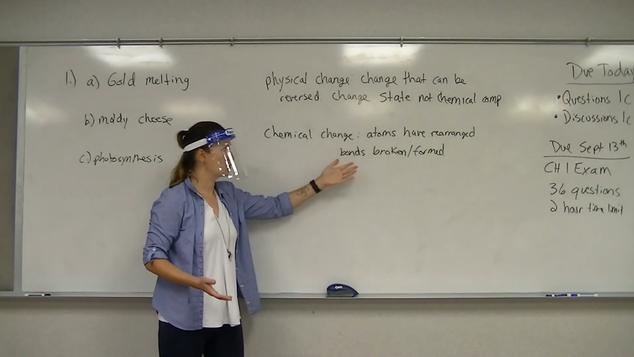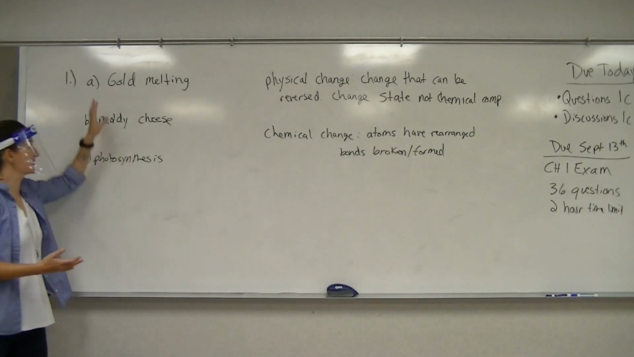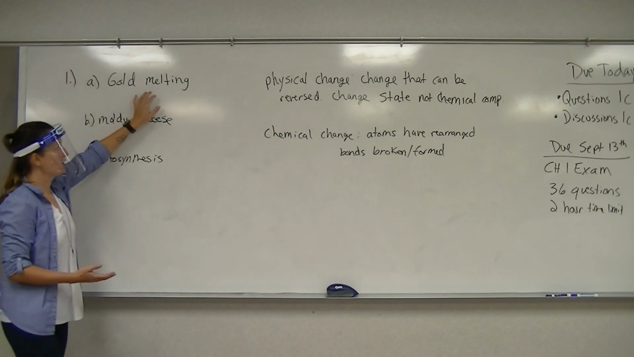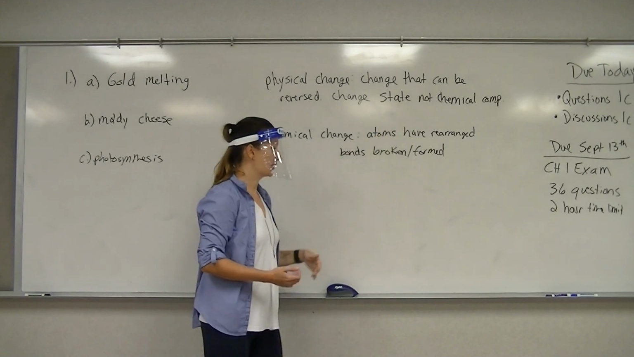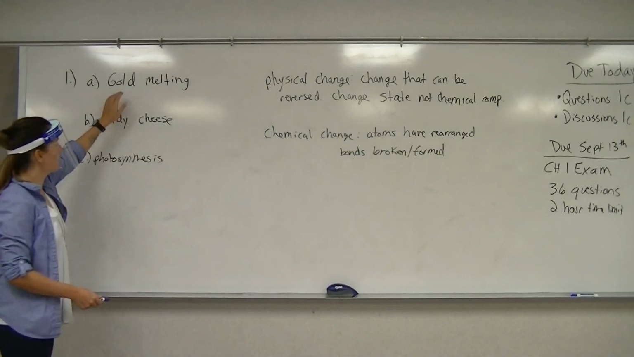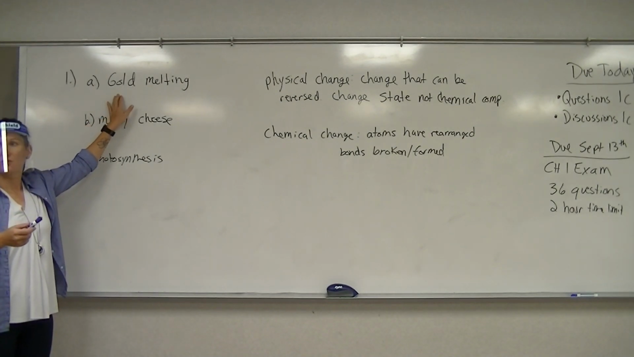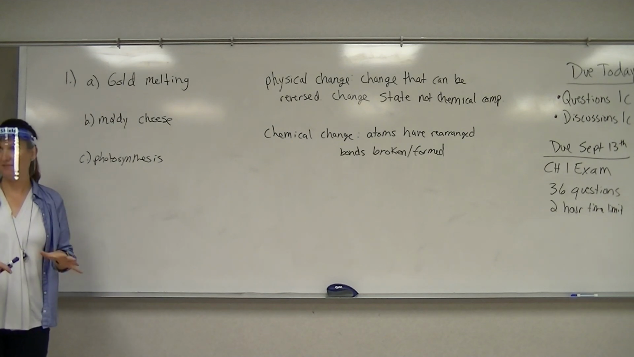Atoms weren't rearranged, we don't have a new compound, no bonds were broken, no new bonds were formed. It's the same compound, it's still gold. What did happen was the state change. When I say state, I'm talking about solid, liquid, gas. Solid gold was melted and turned into a liquid. So that's a clear indication of physical change, change in the state.